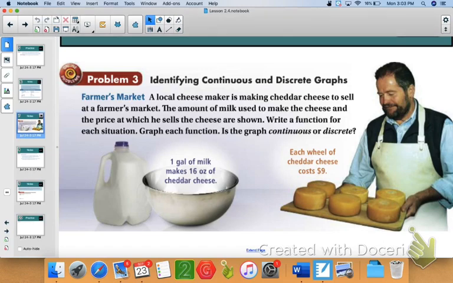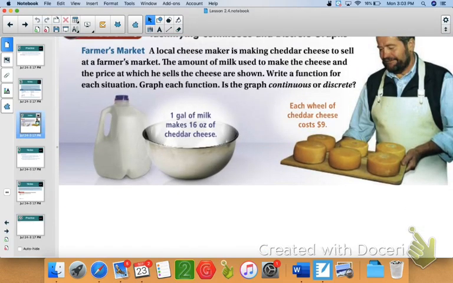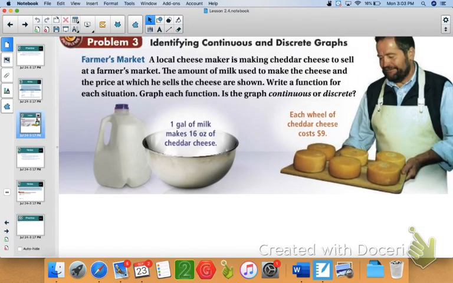Okay, so this says a local cheesemaker is making cheddar cheese to sell at a farmer's market. The amount of milk used to make the cheese and the price at which he sells the cheese are shown. Write a function for the situation, and graph the function. Is it continuous or discrete? So first, we know that 1 gallon of milk makes 16 ounces of cheese. Okay, so this wants two different things, right? It's asking for the amount of cheese he can make and the cost of the cheese.